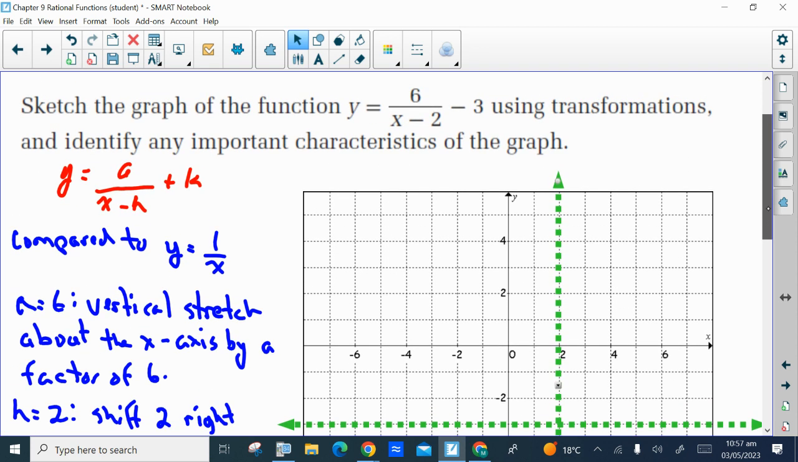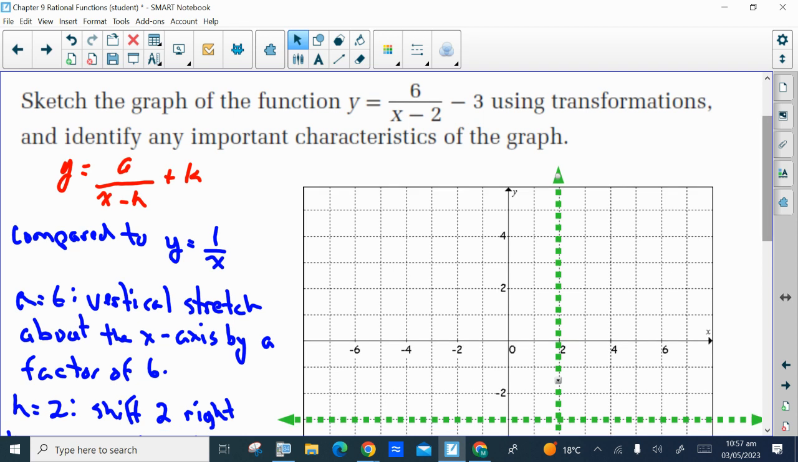So I'm just going to do a table of values in my head just to generate a couple key points for this graph. The first being when x is 3. When you let x equal 3 in this equation, the denominator, 3 minus 2, will be 1. 6 divided by 1 is 6, and 6 take away 3 is 3. So it's going to be the point 3, comma 3. That point right there.